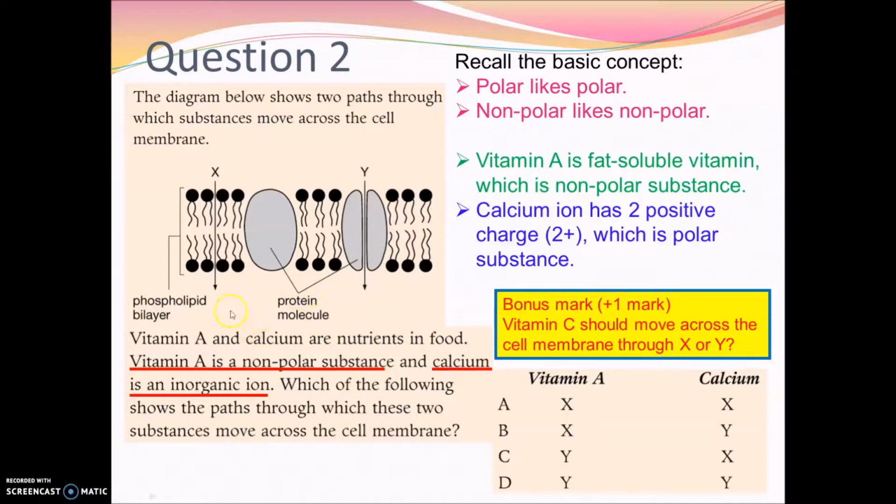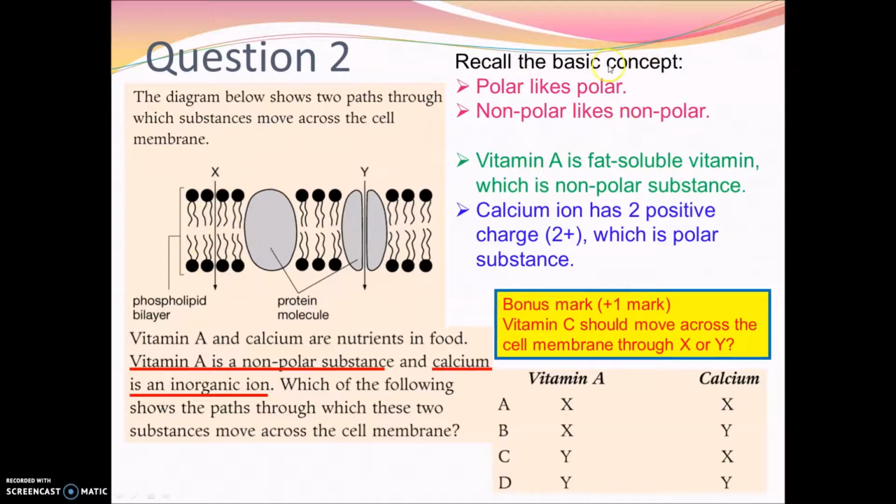The question says vitamin A and calcium are nutrients in food that we need. Vitamin A is a non-polar substance, and calcium ion is an inorganic ion. I would like to mention that vitamin A is fat soluble, so that's why it is a non-polar substance. And the calcium ion has 2 positive charges, so that's why it is a polar substance. At least you need to know the nature of the substance first, and then you can determine which way it should move across the cell membrane.